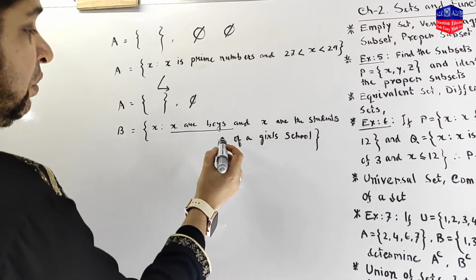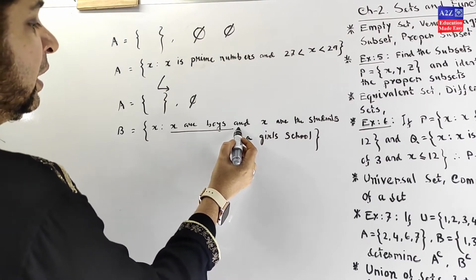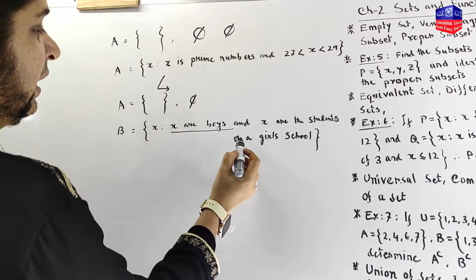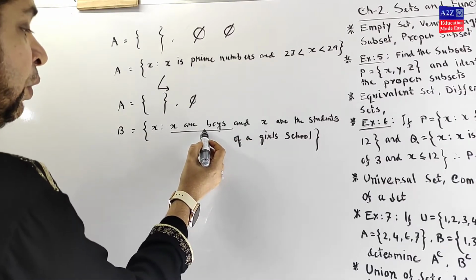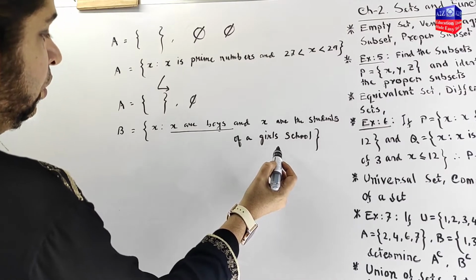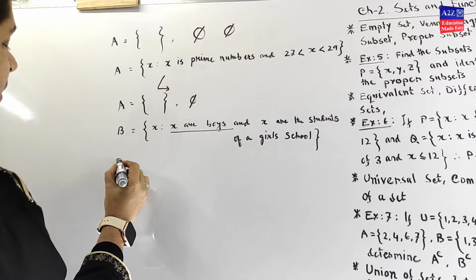So if you do the combination of these both properties, then you will get ultimately 0. Boys cannot be the students of girls' school. So ultimately this set B will be empty.